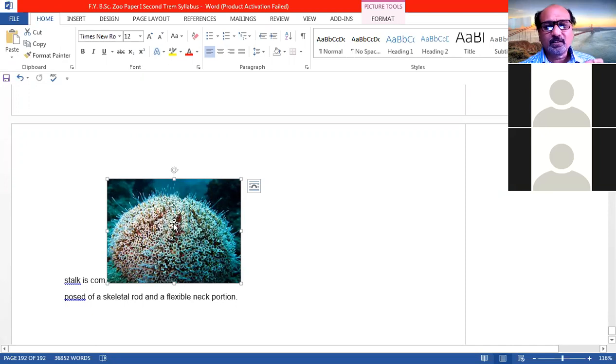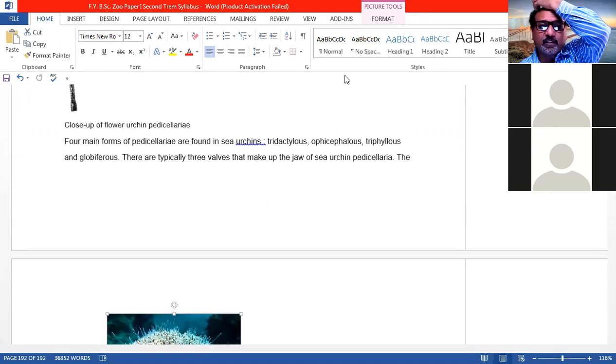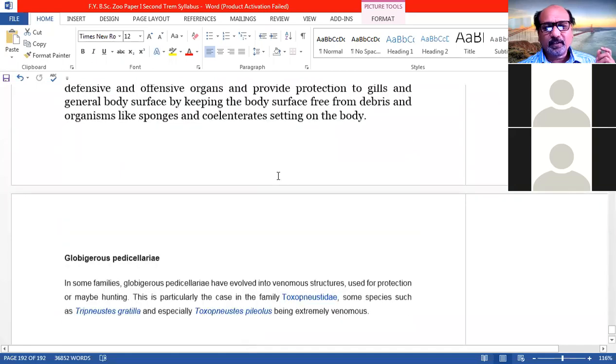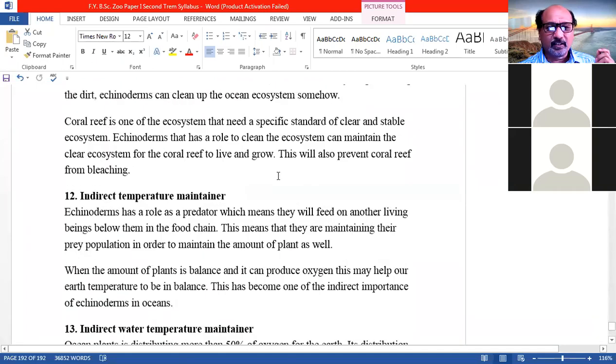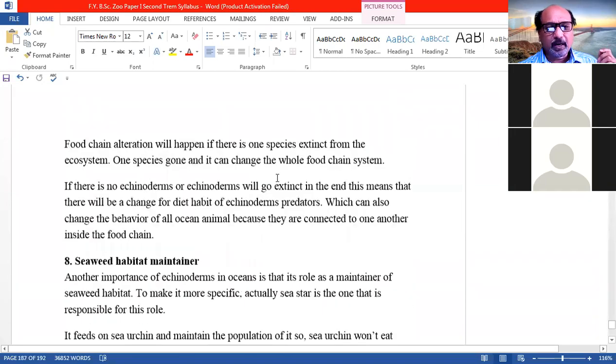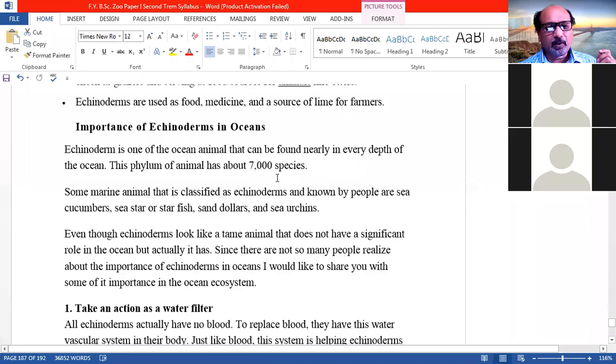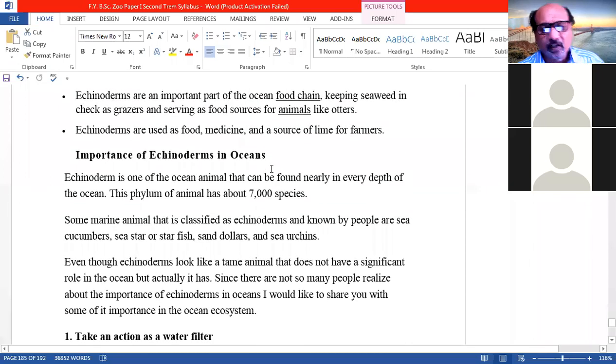Okay, so these are the types of pedicellaria found in the echinoderms. Now, the last part of this syllabus is the economic importance of the echinoderms in the oceans.